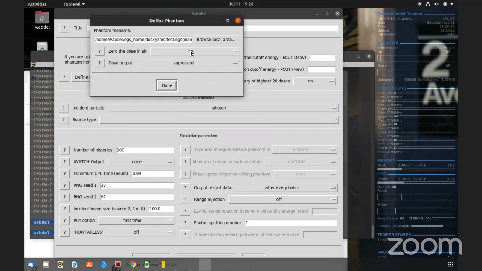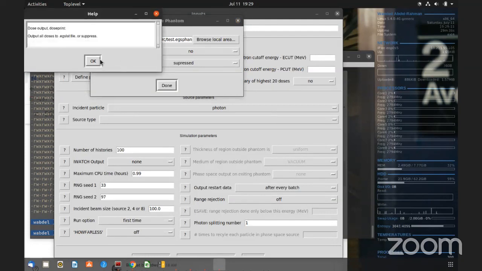Now I have options. For example, do you want it to zero the dose in air? So for example, you have air surrounding your patient information. Do you want Monte Carlo to display the dose in air because there is dose in air, or do you want it to actually zero it? So it's up to you, okay? Dose output, this is something I strongly suggest that you should suppress, okay?